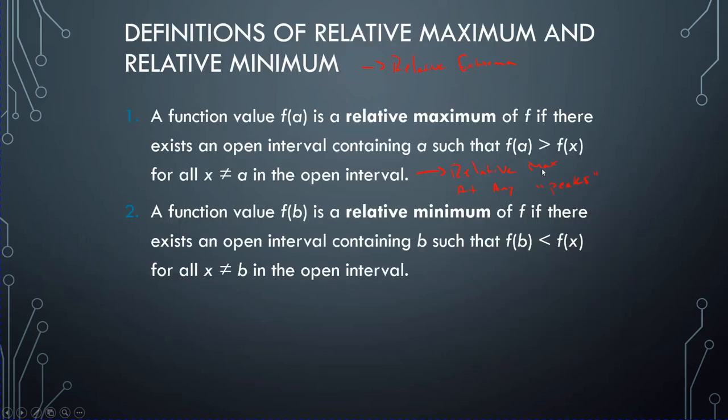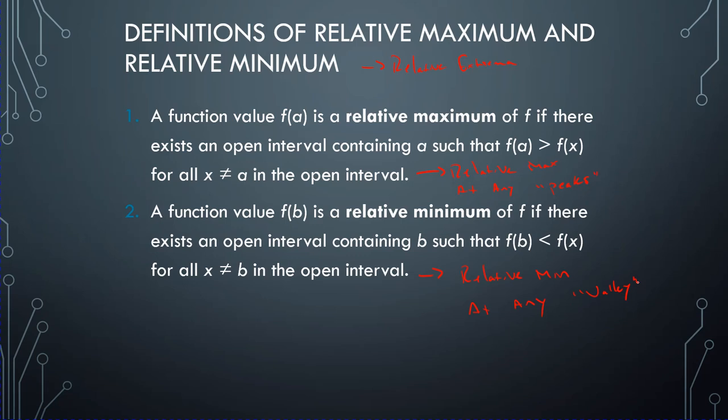A function value f of b is a relative minimum of f if there exists an open interval containing b such that f of b is less than f of x. Okay, this is for all x not equal to b in the open interval. So what does that mean? Well, that means this concept of a relative min is at any valleys.